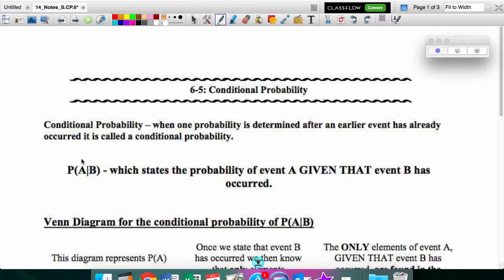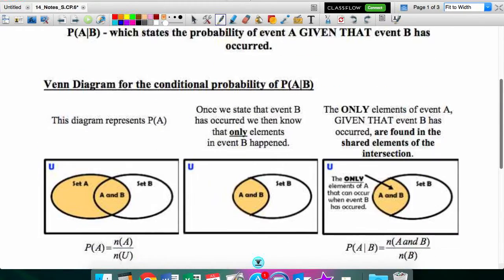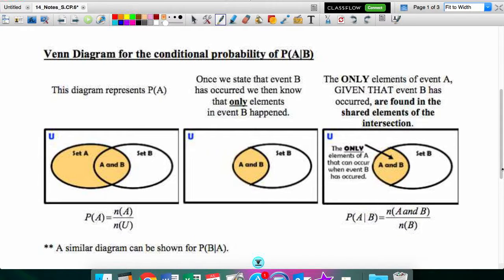It means we want to know the probability of the first thing listed given that the second thing listed has already occurred. Let's take a look at a Venn diagram which depicts a conditional probability. Talking about the probability of A given B. Let's first talk about the probability of A. This is what we want to calculate, the probability of A.